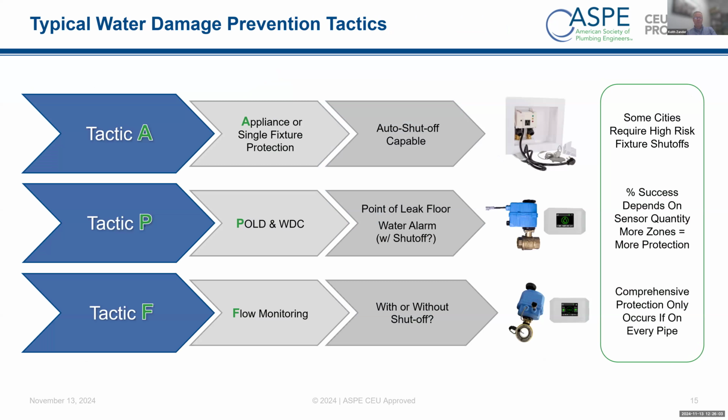So just consider that. Historically, people have used really three different types of tactics. Call it tactic A, P, or F. A for single appliance shutoff, maybe a water heater, maybe a washing machine. P for POD, outside the pipe water detection: floor sensors, hockey pucks around hot water heaters, point sensors. You may just have an alarm go off, or you may have it automatically shut off the source of that water. And then tactic F, flow monitoring.